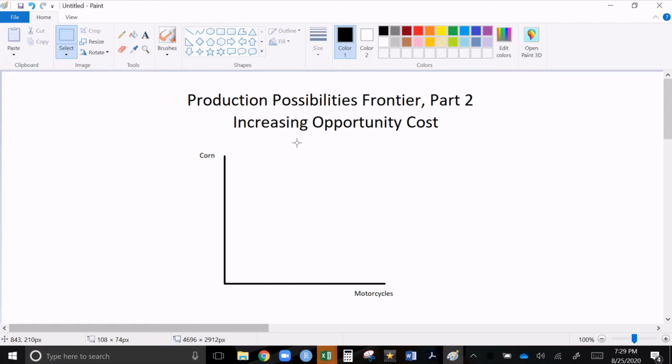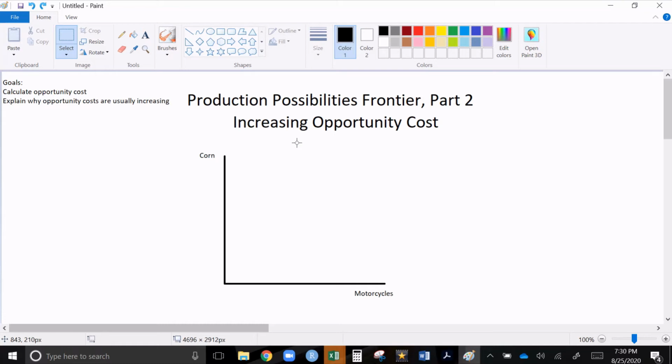Here I'm going to talk about what happens when there's increasing opportunity costs. And so I've created a little model where I will compare the decision between producing corn and producing motorcycles. And I have two main goals in this video. One of them is to remind you how to calculate opportunity cost. The other is to explain why opportunity costs are usually increasing.